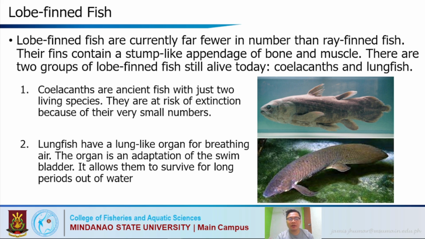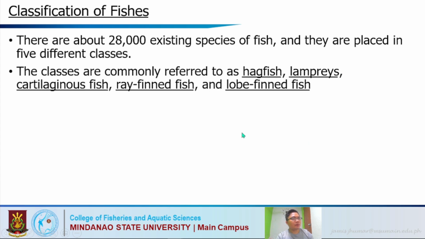If you have seen some of the videos on Facebook, this lungfish could stay alive in a very dry environment, no? Because they have a lung-like organ for breathing air. And they even encapsulate themselves on dry land. Kahit yung mga nag-crack na mga portions ng soil, nandun pa rin sila sa ilalim. It's still alive. Okay? So that makes them unique. And so those are the five major classifications of fishes. All right?